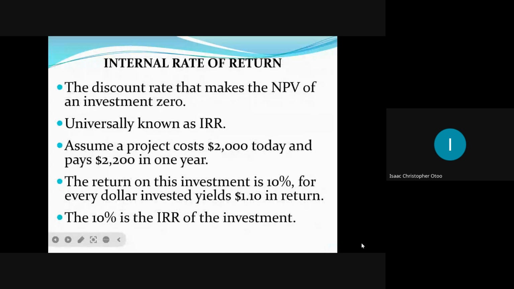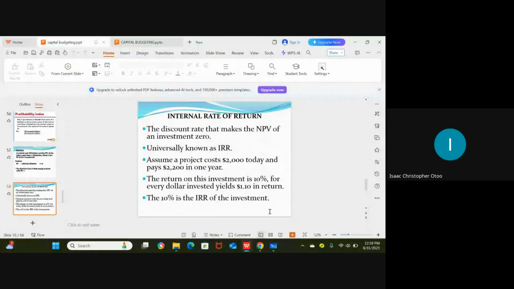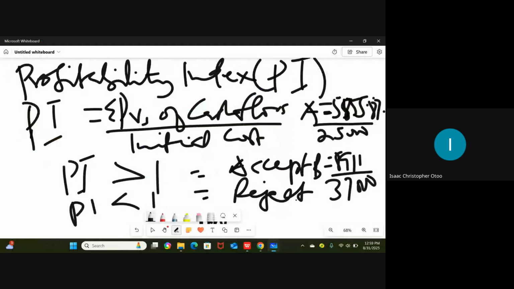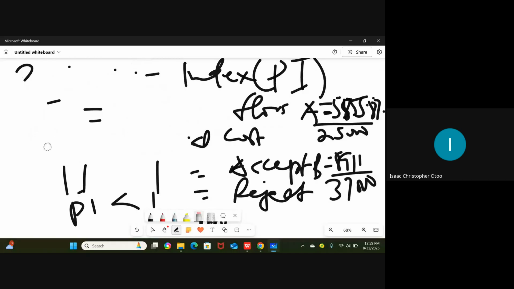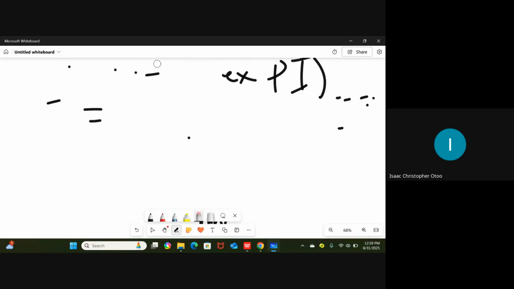Now we come to another technique: internal rate of return, IRR. Internal rate of return.